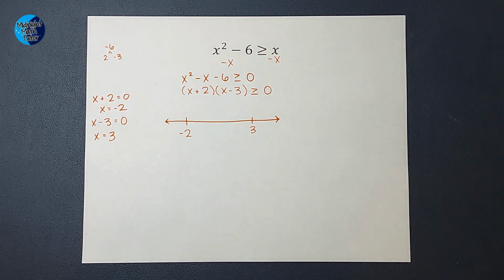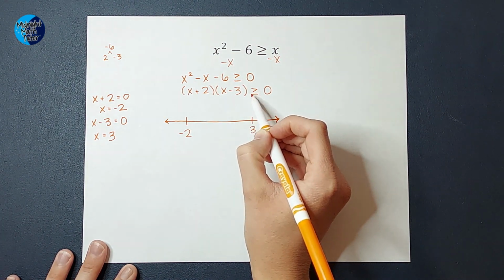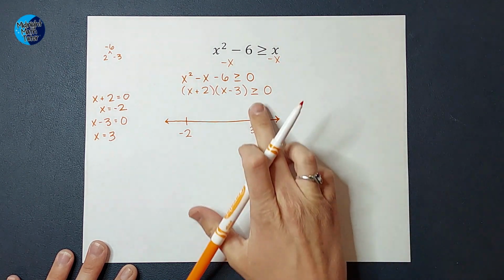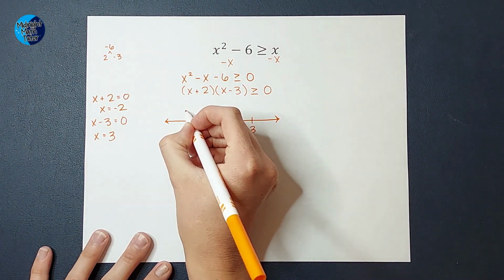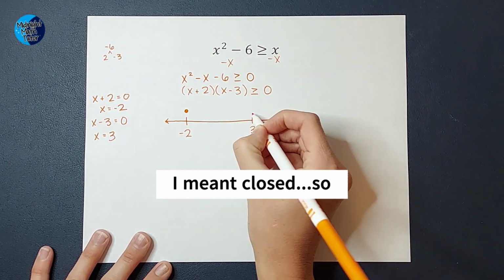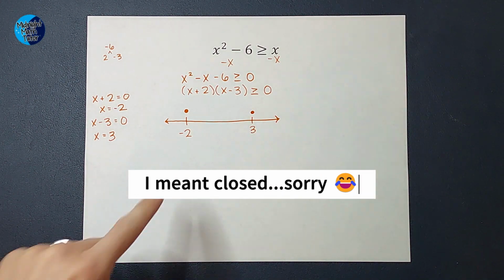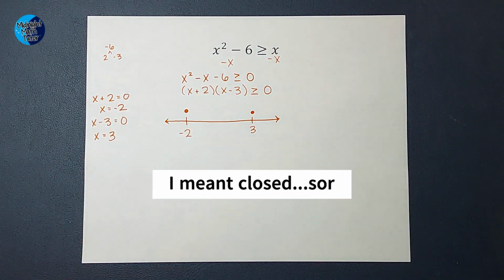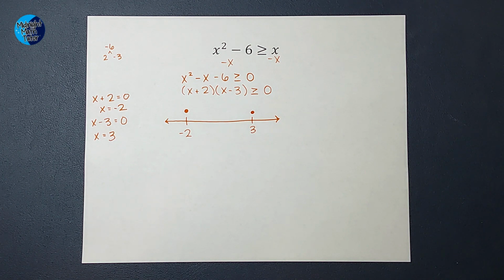Now, I'm going to plot these points on my number line, and it's going to be a closed circle because this is greater than or equal to, okay? If it were just greater than without the equal to, I would do an open circle on these spots, okay? So basically, if I plugged in -2 or 3 to this inequality, I would get 0, right? And 0 is greater than or equal to 0. So we know those are part of our answers, okay?